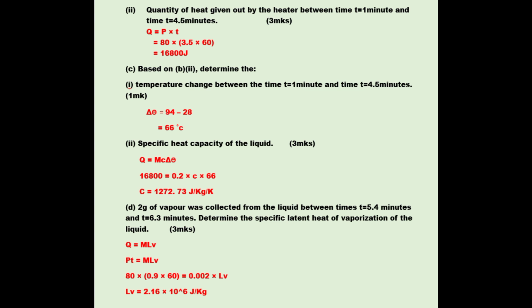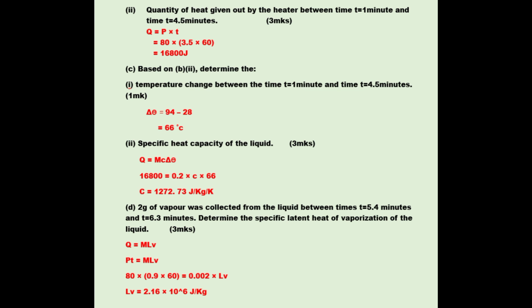Based on B Roman 2, determine the Roman 1 temperature change between T1 minute and T 4.5 minutes. Temperature change, of course that one you can read directly from the graph. At 4.5 minutes, the temperature is 94 degrees. Then at 1 minute we have 28 degrees. So 94 minus 28, you get 66 degrees Celsius. That is the change in temperature from the graph.